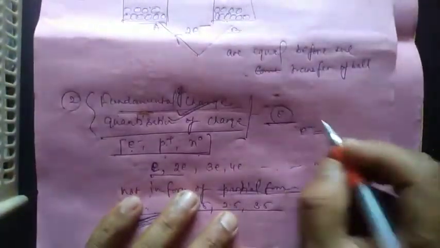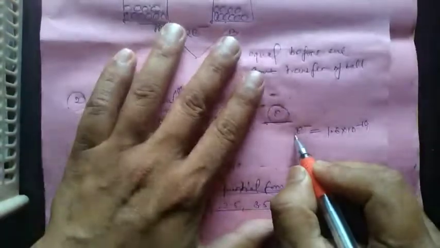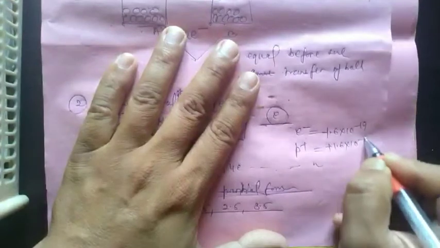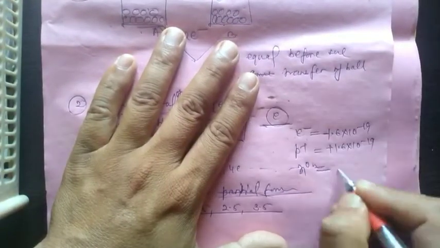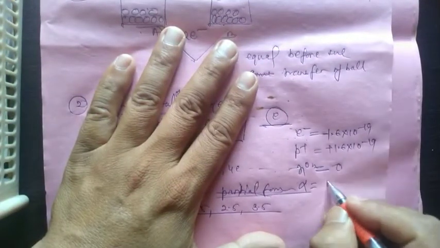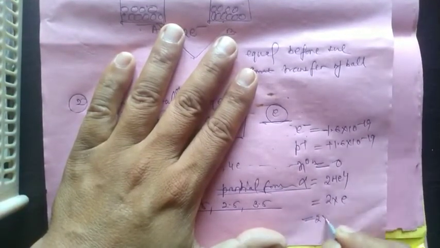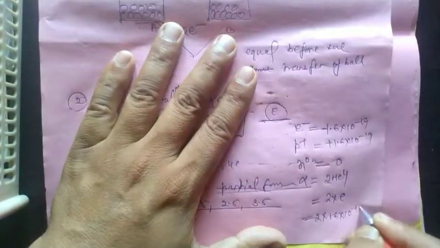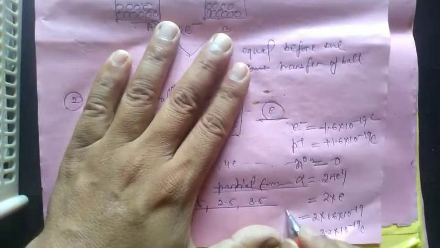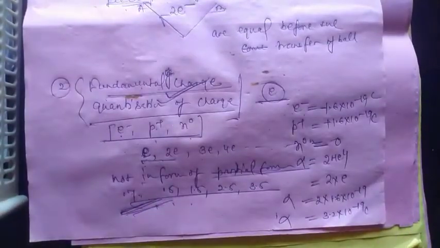As you know, the electron has negative charge and its value is 1.6 into 10 to the power minus 19. Because the electron has negative charge, the sign is negative, and the proton has positive charge, so the sign is positive. The neutron has 0. The alpha particle is the helium nucleus, 2He4, with charge 2E, that is 2 into 1.6 into 10 to the power minus 19, which is 3.2 into 10 to the power minus 19 Coulomb.